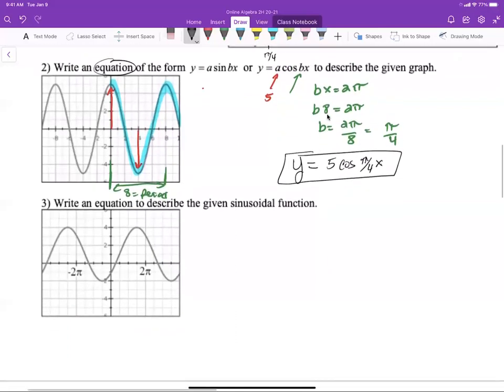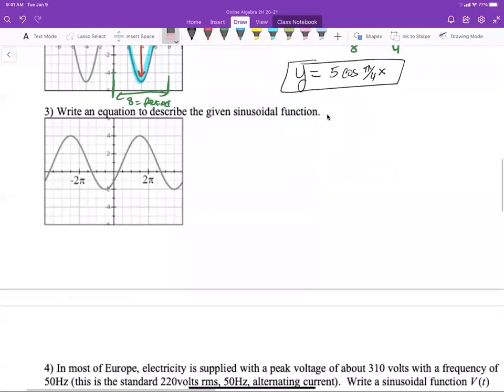You could have also written a sine graph, by the way, if you wanted to. Maybe you would have started here, then you would have a shift left. But notice they actually gave us this format, so we didn't have the ability to shift left. So actually, there was only one answer for this one.